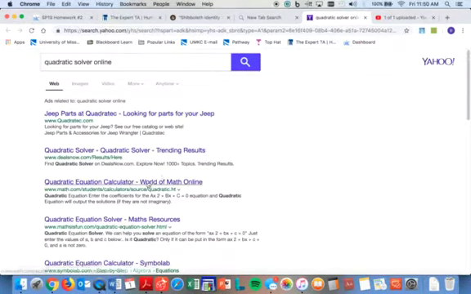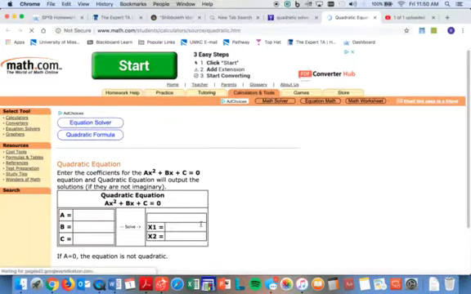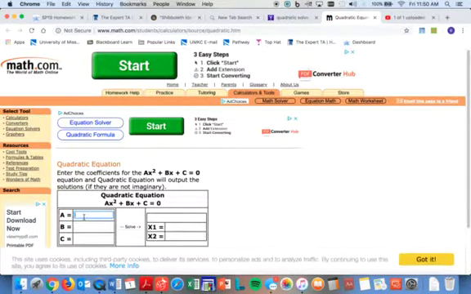Is this the one I used? Yeah, let's use this one, math.com. Yeah, this is it, the quadratic solver. There it is. This gives you your A. Let's put in A, which was negative 4.9. What's B? It's 3.6. What's C? 1.65. And solve. There it is.